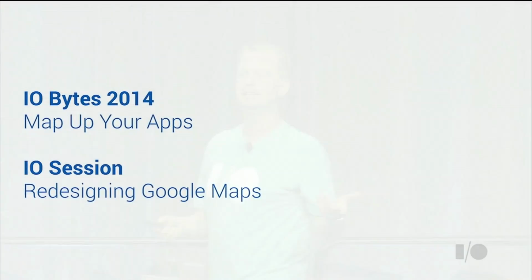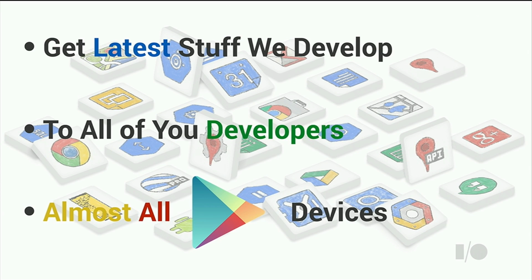There are also a couple of sessions on maps during this I/O, so go and check them out. There's also a Dev Byte available that you can check out on the internet. Great, so Google Play services rocks, right? You can get the latest and most shiny stuff that we develop here at Google in mobile technology. And that can be available to all of you mobile developers out there in the world to create great apps that are available on almost all of the Google Play devices out there.